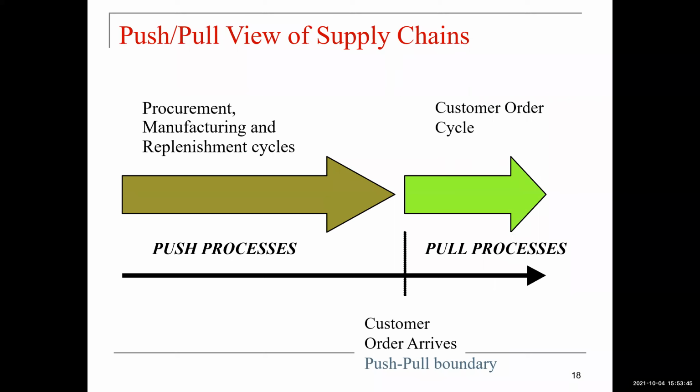So this is trying to illustrate the process. So here the customer order arrives. That's the line. That's the push-pull boundary. In the push process, you are doing the manufacturing, everything before that happens. So when the order is made, you have the product available. In the pull process, on the other hand, you're waiting for that order to arrive in order to start the process of production for that order.